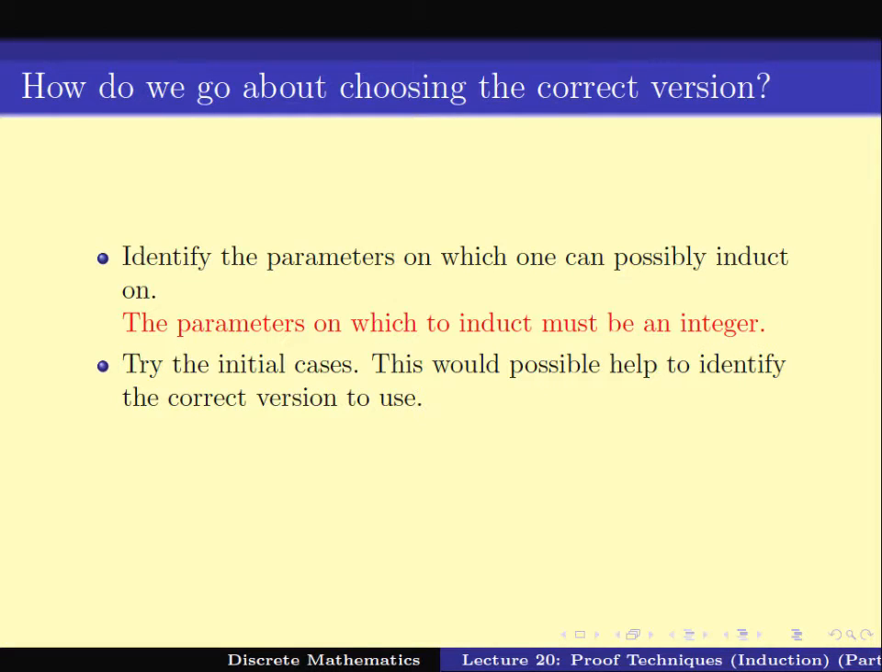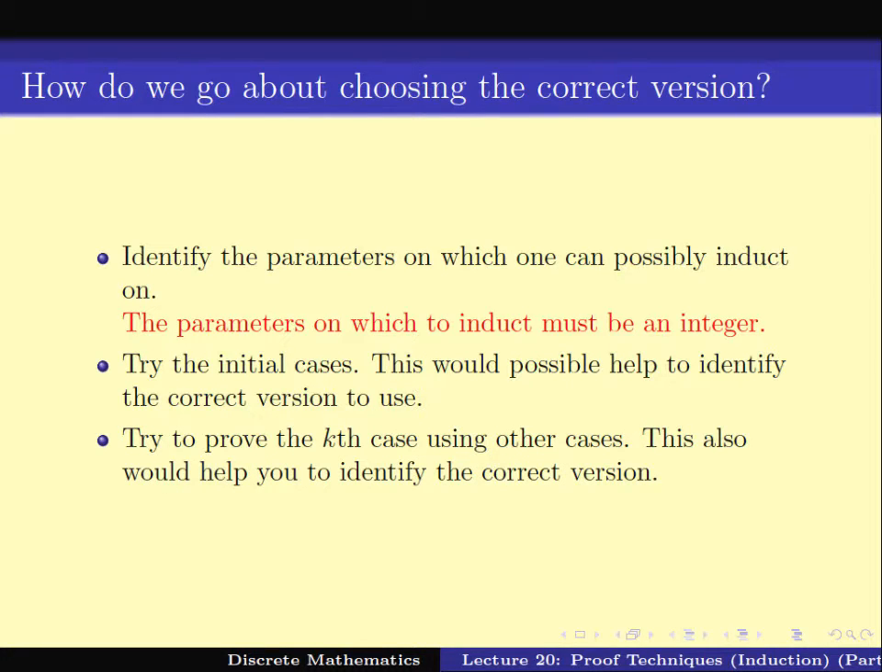Now, a good way of starting is always to try the initial cases, meaning the case when n equals 1, 2, 3, 4, 5 and so on. This would possibly help to identify the correct version to use. And then let's try to prove the kth case by using whatever other cases we need to assume. Meaning, can we prove the case n equals 11 by choosing whatever else? That will also help us to solve the problem. At the end of the day, we have to ensure that all the cases are covered.